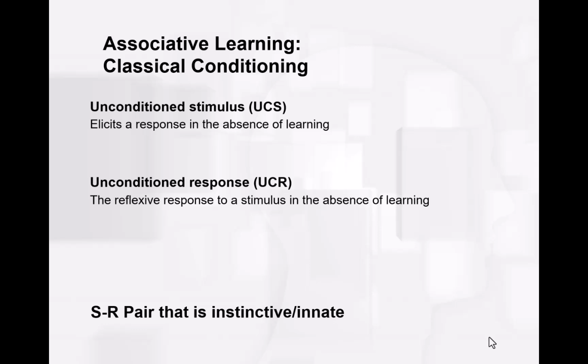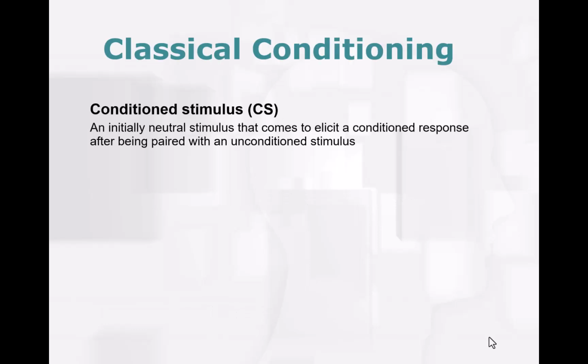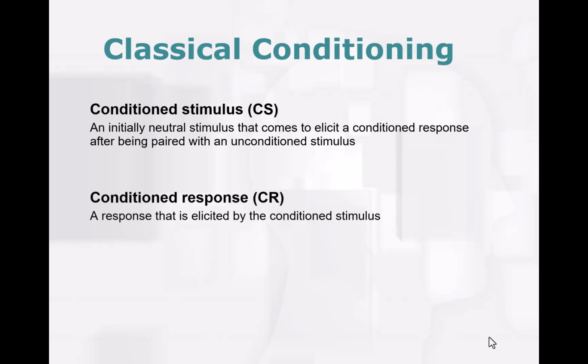So again, in our example from that video, the food acted as the unconditioned stimulus and it naturally elicited the salivation. The conditioned stimulus is an initially neutral stimulus that comes to elicit a conditioned response after it's paired with the unconditioned stimulus. And the conditioned response is a response that's elicited by the conditioned stimulus.